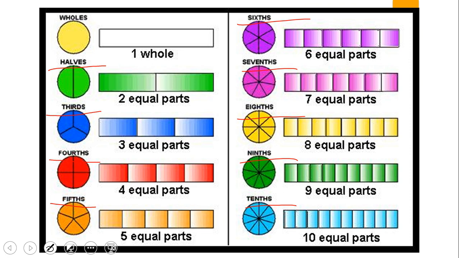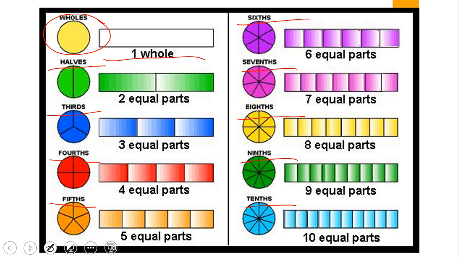So remember that 2 equal parts, when something's cut in 2, we have 2 halves. When something's cut in 3, we have thirds. When it's cut into 4, we have fourths. When it's cut into 5, fifths. When it's cut into 6, sixths. When it's cut into 7, sevenths. When it's cut into 8, eighths. And when it's cut into 9, ninths. And lastly, when it's cut into 10, tenths. And then if it's just one whole, it's just one whole.